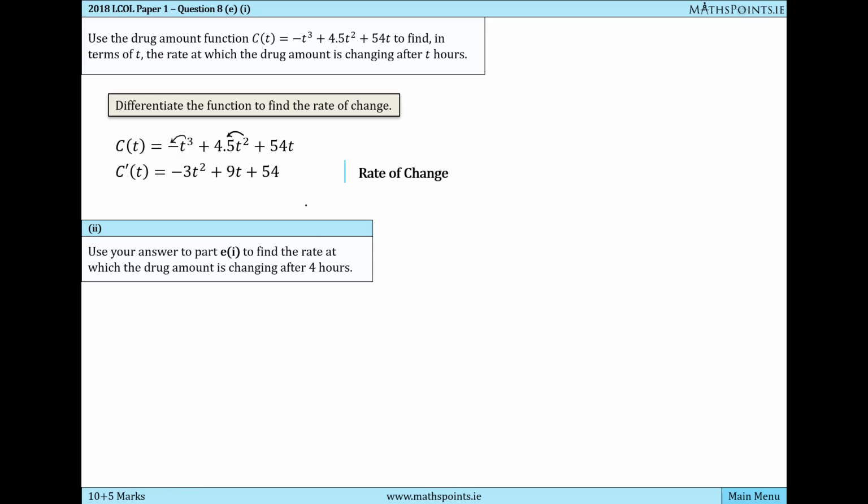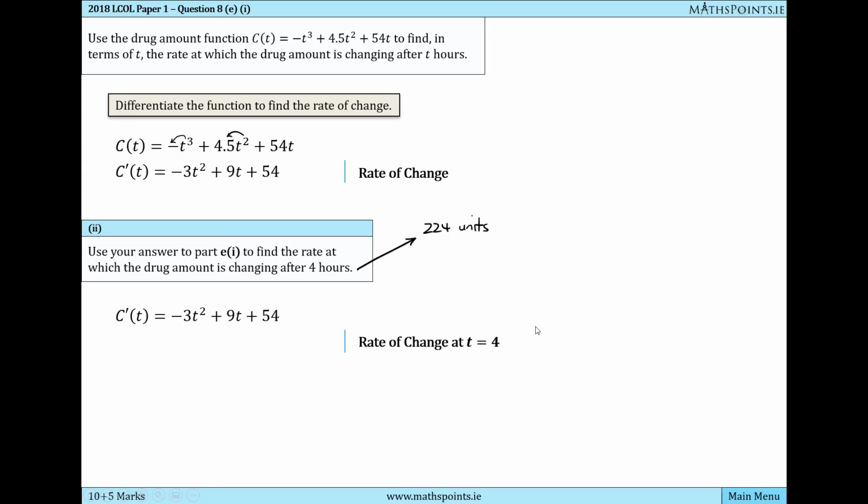Now remember, we've already found that the amount of drug in the system after 4 hours is 224 units. That's not what they're asking here. Here what they're asking is, after 4 hours, what's the rate of change of the function? How fast is the drug increasing in your system after 4 hours or decreasing in your system after 4 hours? So we're going to place the 4, t equal 4, into our rate of change function rather than the original function, which represents the units of the drug in your system.